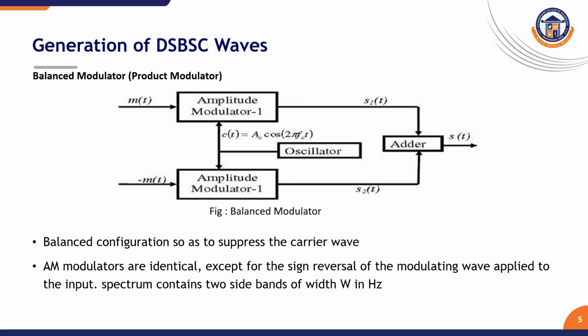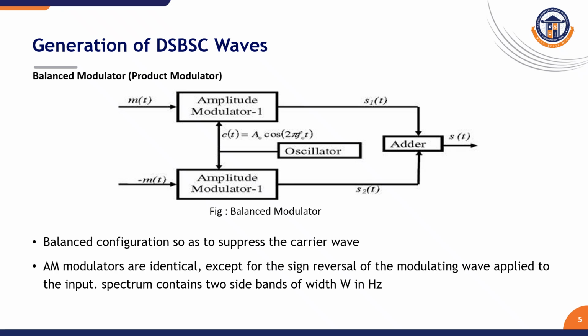Here, see the block diagram, the message signal is m of t in the upper branch and minus m of t in the lower branch. Only the sign changes, positive and negative. We need to consider two AM modulators, amplitude modulator 1 and amplitude modulator 2, with respect to the sign changes. The phase reversal is a 180-degree phase shift. What is the need of the oscillator? It generates the carrier signal. Therefore, c of t is equal to Ac cos of 2 pi fct.